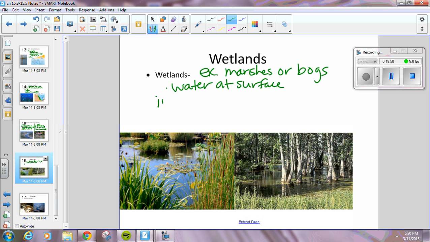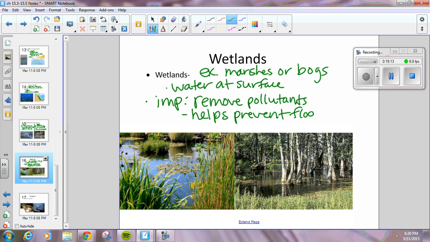Now these are important because of a couple of reasons. The first reason is they help remove pollutants. So whenever there's something in the water system, these will actually take it out. And I know it may seem weird, another importance is that it helps prevent flooding. Now you might be wondering, okay, how can these prevent flooding when they're already underwater? Well, the idea is that water from other places around the wetlands will get filtered here. And then because this has such an absorbent soil type, it'll get sucked in and you don't have to worry about it. So wetlands are actually extremely important.